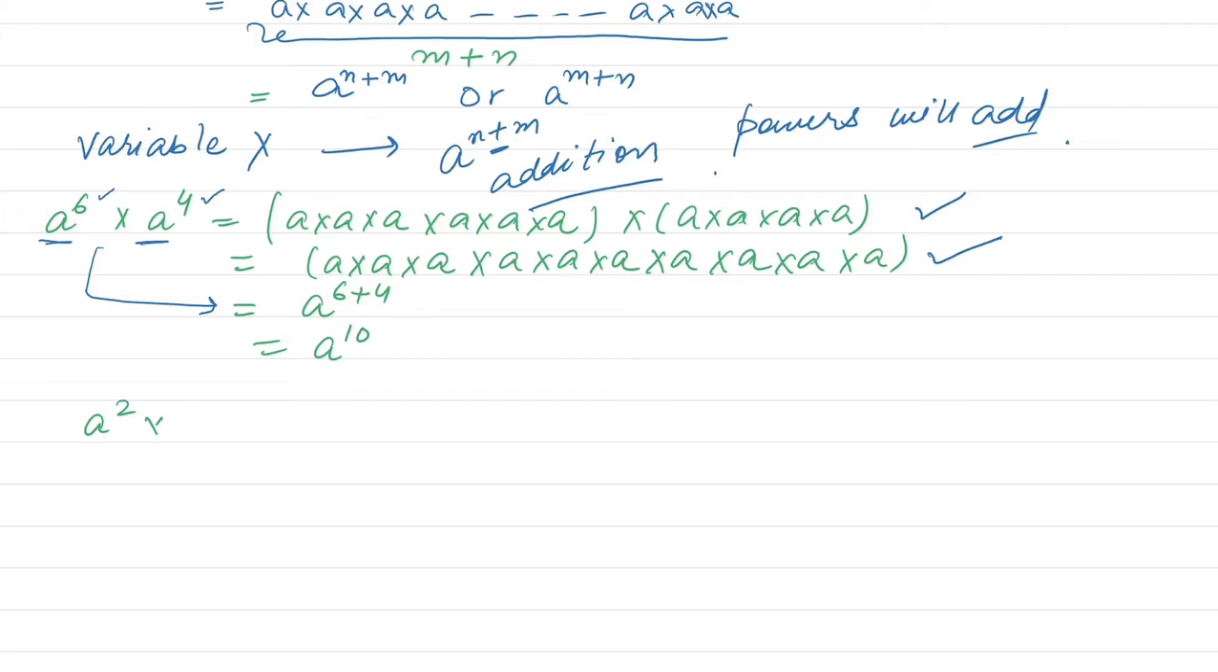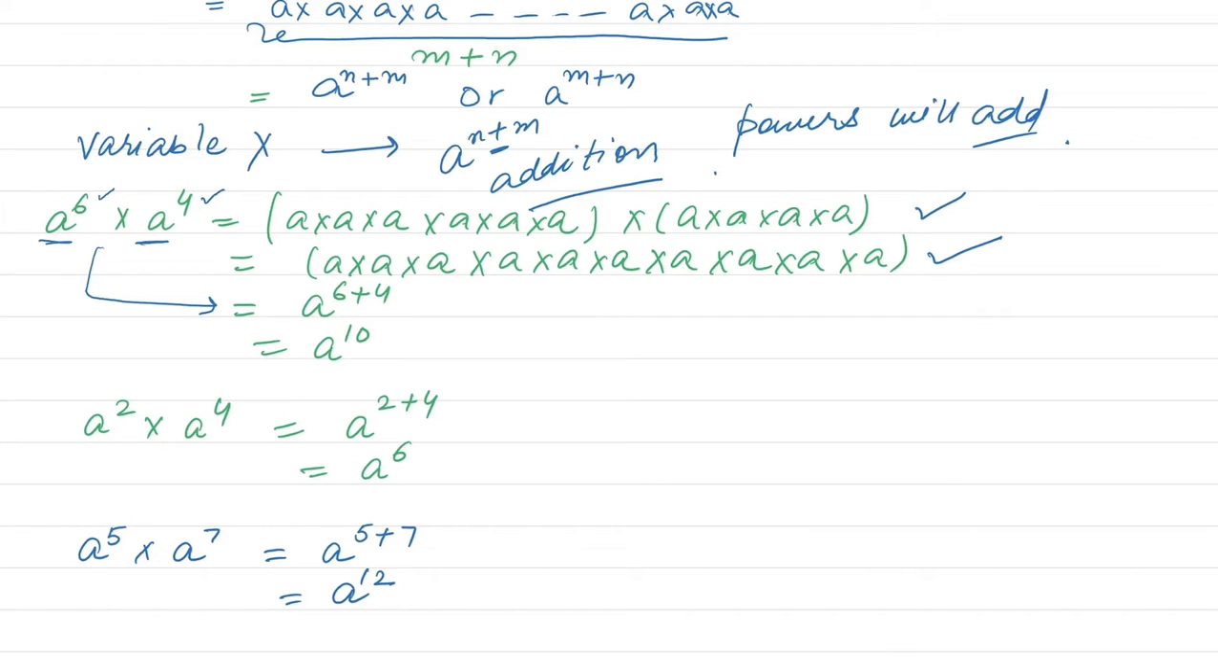Let's do another example. a to the power 2 times a to the power 4 equals a to the power 2 plus 4, and a to the power 6 is the answer because 2 plus 4 is 6. So this is the easy way to remember. Let's do one more problem. a to the power 5 times a to the power 7, easy, a to the power 5 plus 7, which equals a to the power 12.